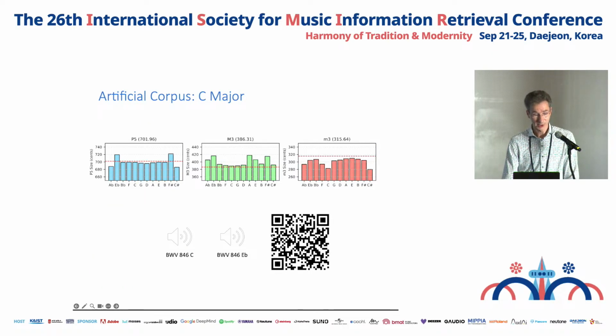First, we calibrate our method. We created an artificial, synthetic corpus based on C major. We sampled intervals from a distribution that you would expect for a piece in C major, which has some C major, F major, G major, and A minor tonalities. And then we derived the optimal temperament for this, which is shown here.